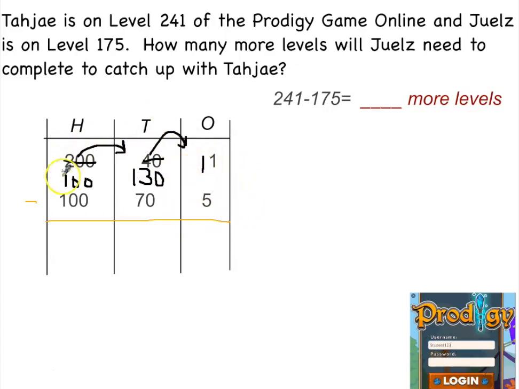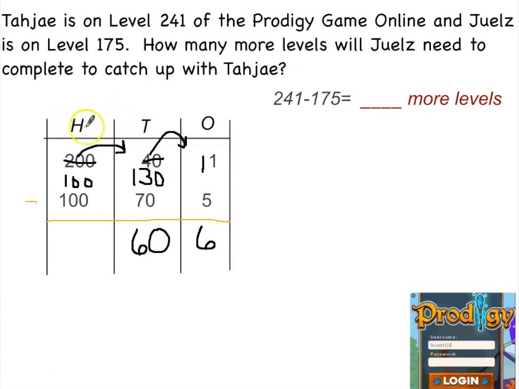So now I have all of my regrouping done. All I have to do now is figure out what's going on. So if I have 11 and I have to take 5 away, that's going to give me 6. And if I have 130 and I want to take away 70, well, I know 13 take away 7 is 6. And that would mean that 130 take away 70 would be 60.